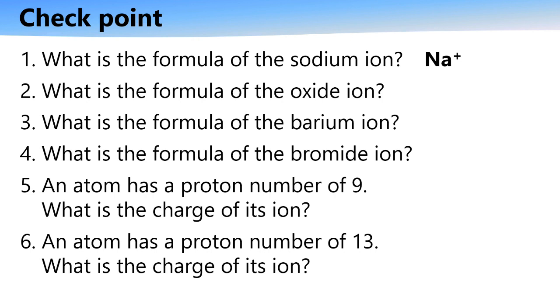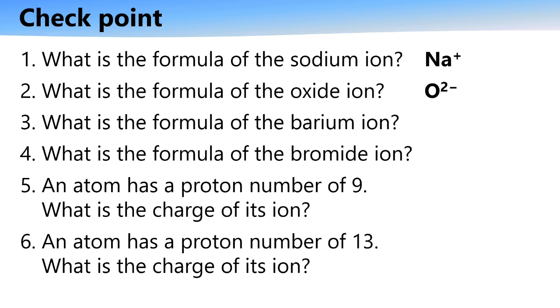Next, question 2. What is the formula of the oxide ion? If you try to find oxide on the periodic table, you can't find it. But please remember, there's a change in the name, oxide. So oxide comes from oxygen. In this case, oxygen will form a -2 charge ion. So the formula for the ion would be O2-.